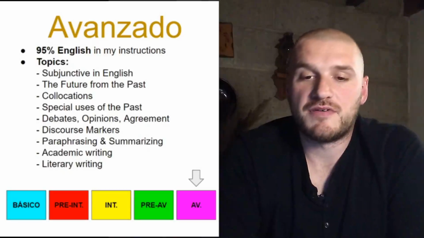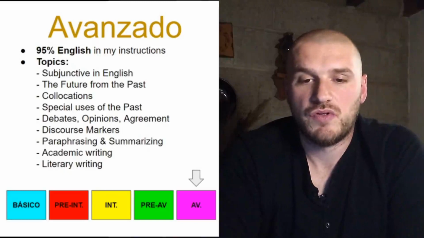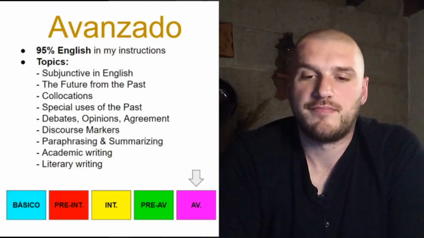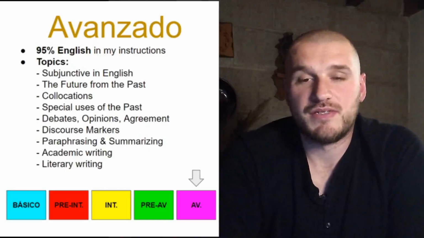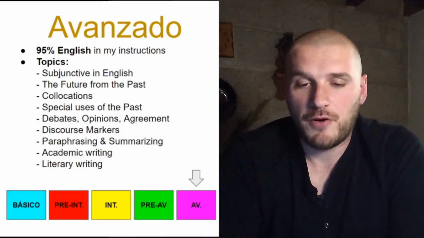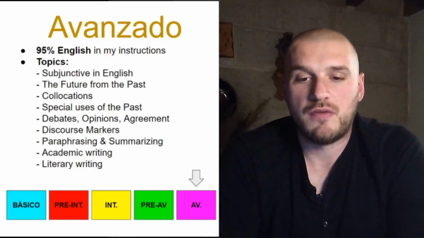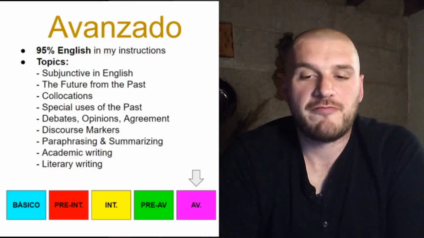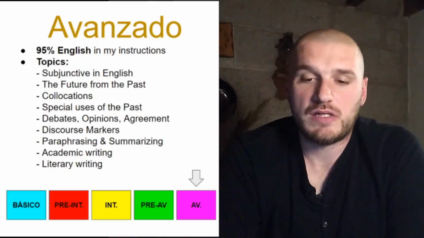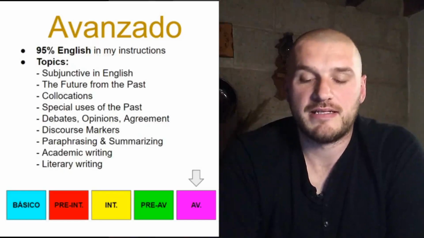Then we're going to look at different types of collocations. Then we're going to look at special uses of the past. Then we're going to do a class on debates, opinions, and agreement, disagreement. Then we're going to look at a class on discourse markers. Then we're going to do a class on paraphrasing and summarizing. And then finally, we're going to finish the course with two classes specifically about academic writing and literary writing.